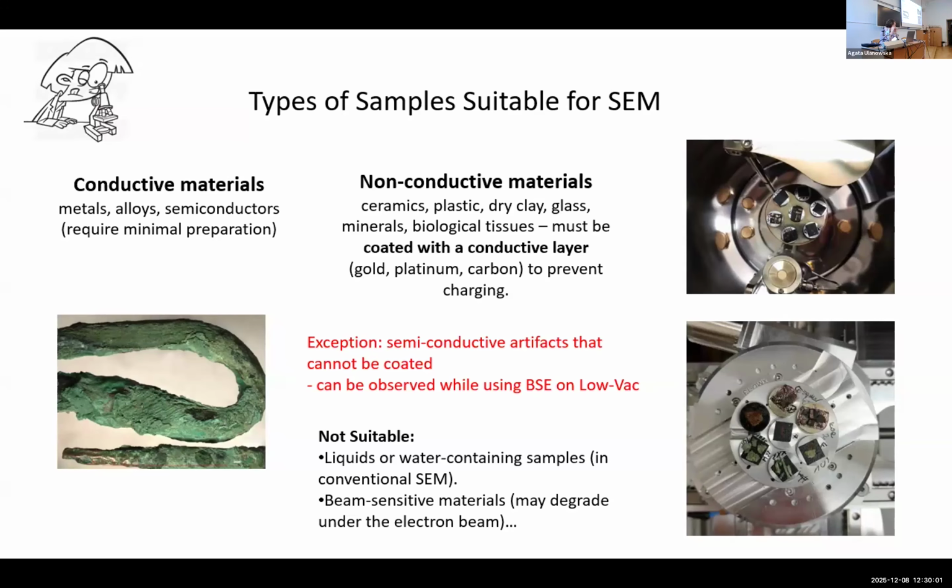There are some exceptions, of course, such as semiconductive artifacts that cannot be coated. We have artifacts from museums, and we cannot cover them with extra layers. Usually we still try to obtain images, so those we can observe using the BSE image on the low back, but the image sometimes is of poor quality, and it's really hard to get pictures sometimes.